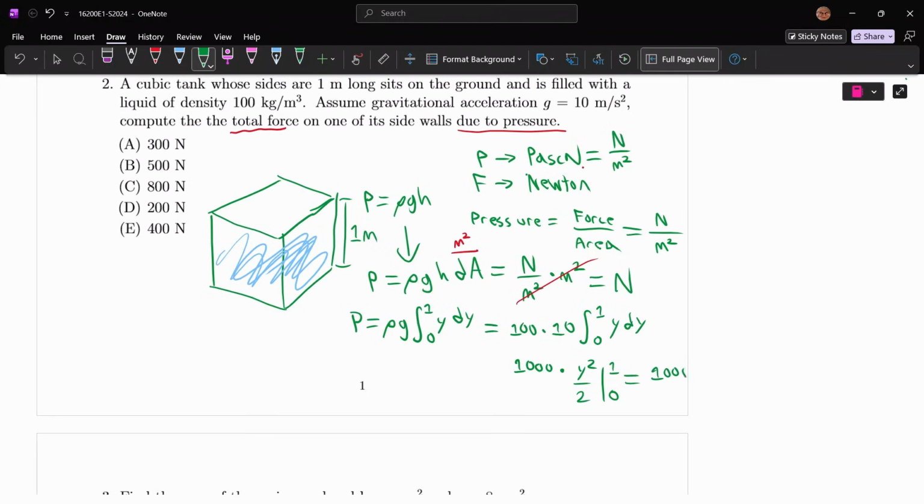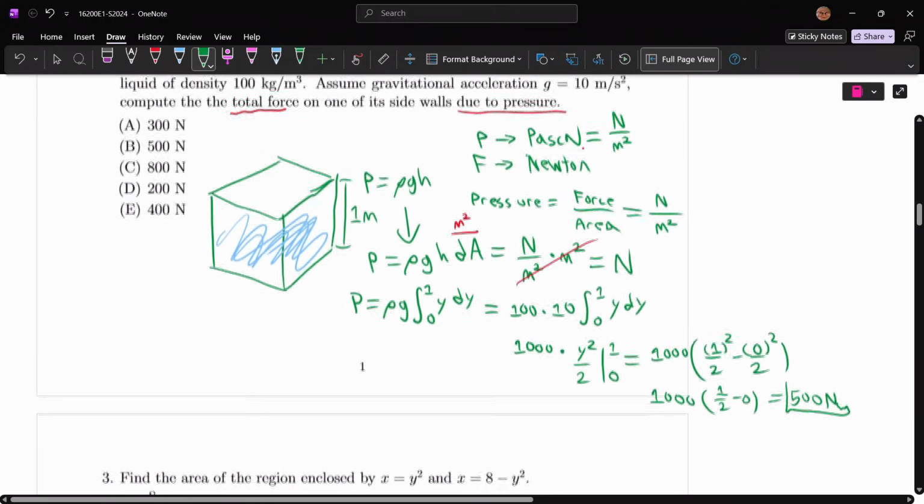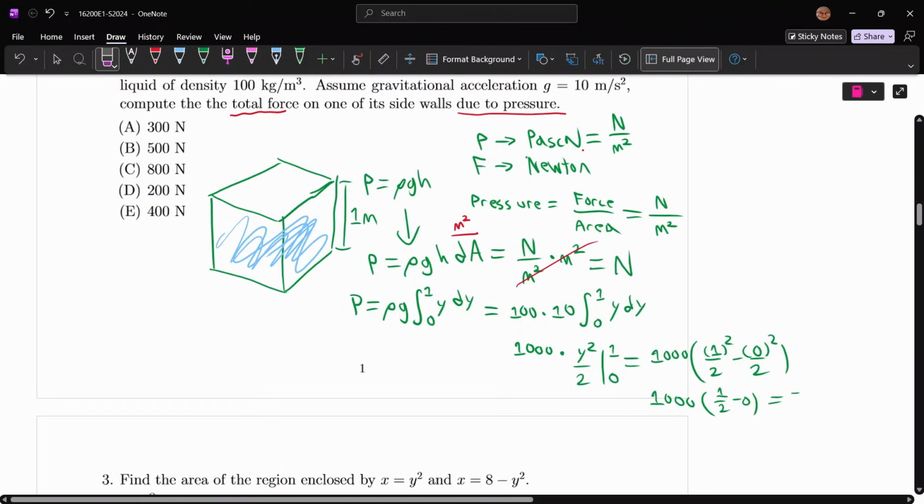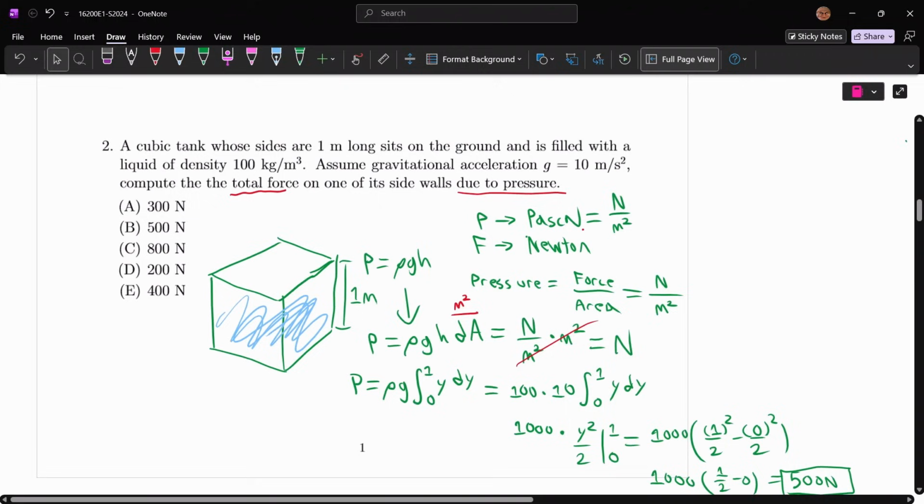Simplifying again, you end up with 1,000 times 1 squared over 2 minus 0 squared over 2, which simplifies again to just 1,000 times 1/2 minus 0, which simplifies to 500. And then since we mentioned earlier how with this relation you end up with just a Newton, all we have to do is attach a Newton here, and we have our answer to this question. So the answer to this question would be 500 newtons. Let me write that here. And so the answer, matching up with our answer choices, would be B.